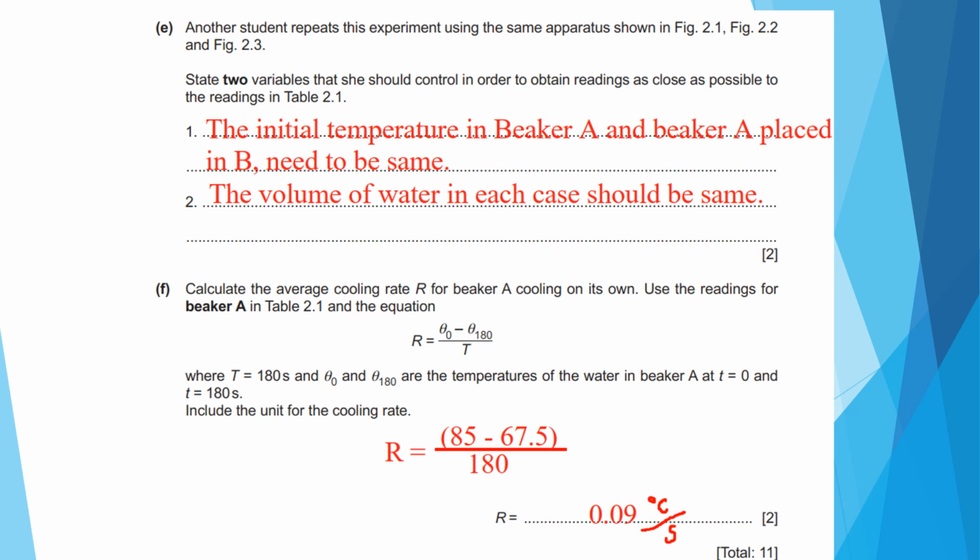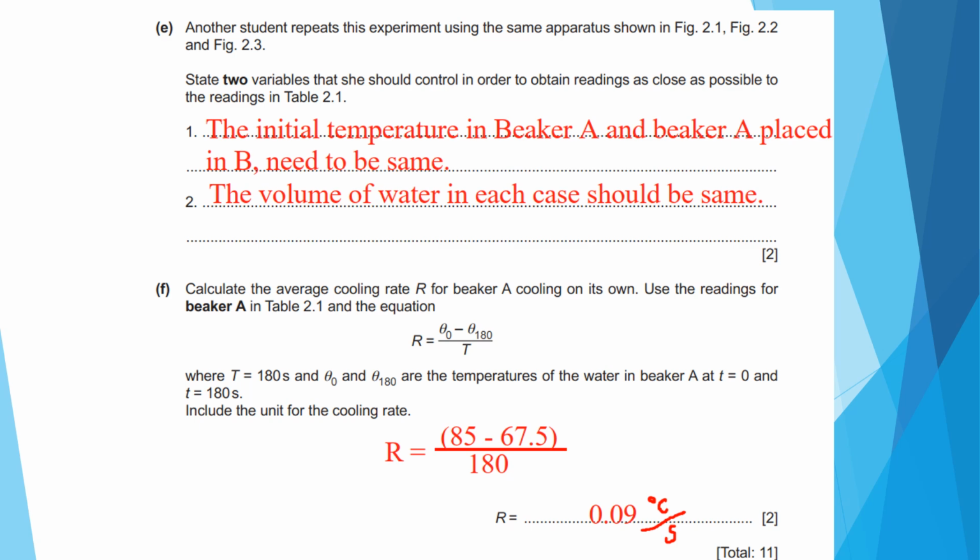So our next question, F part: calculate the average cooling rate R for beaker A cooling on its own. Use the readings for beaker A in table 2.1 and the equation R is equal to, an equation is given, where T is 180 seconds and theta naught is the initial temperature and theta 180 is the temperature at 180 seconds. Include the unit for the cooling rate.